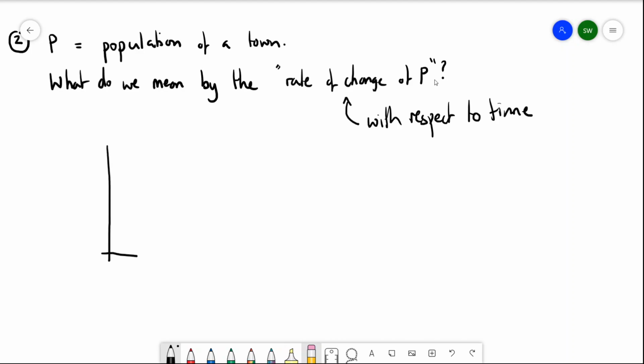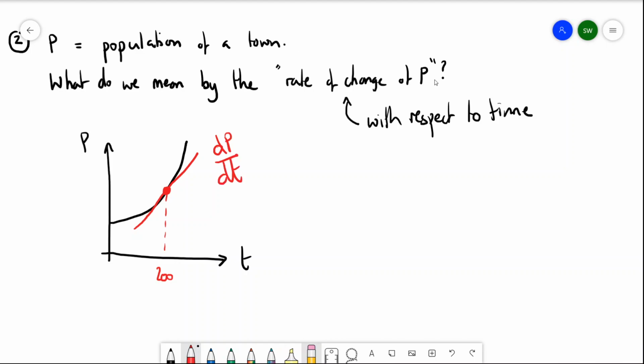So if you were to draw a graph of the population over time, t, let's say t is days since the start of the year, the graph might look something like that. So what we mean by the rate of change of P at a particular day, say 200 days into the year, is actually the gradient of this graph. And we know that we can write that as a derivative. That's dP by dt.